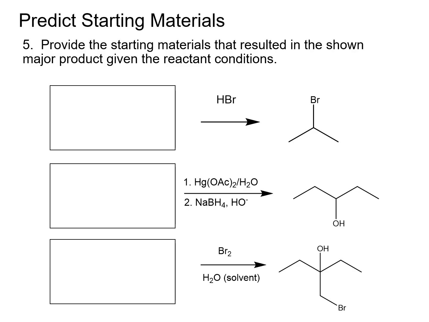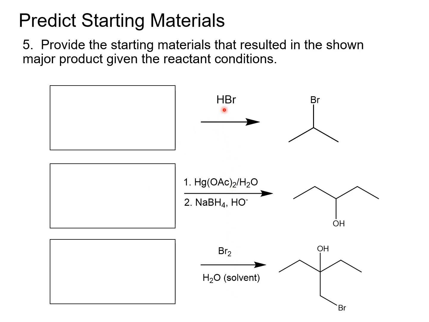I can also ask questions where you're asked to provide the starting materials. Now, what's nice about this type of question right now is that in chapter 4, we've really only discussed reactions involving alkenes and alkynes. So really, I'm trying to figure out what types of alkenes or alkynes I need in these boxes, and the reagent conditions can kind of help me.